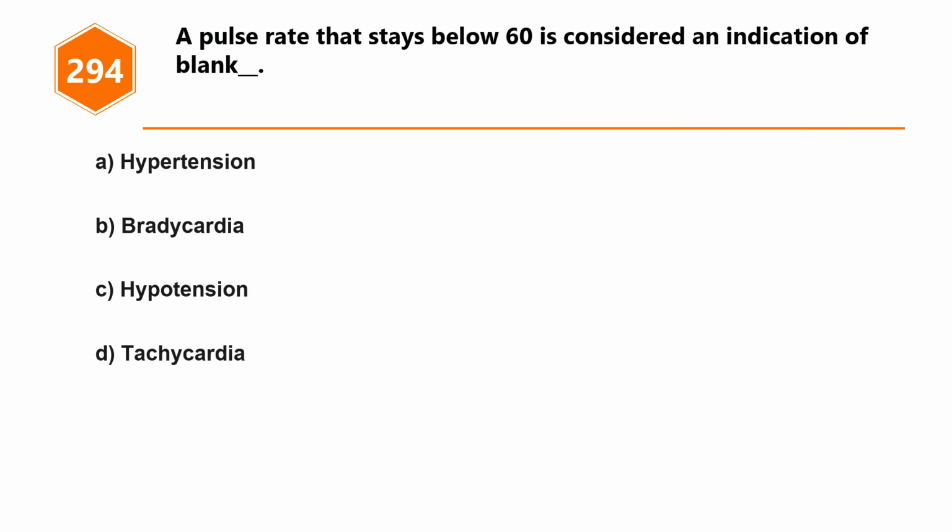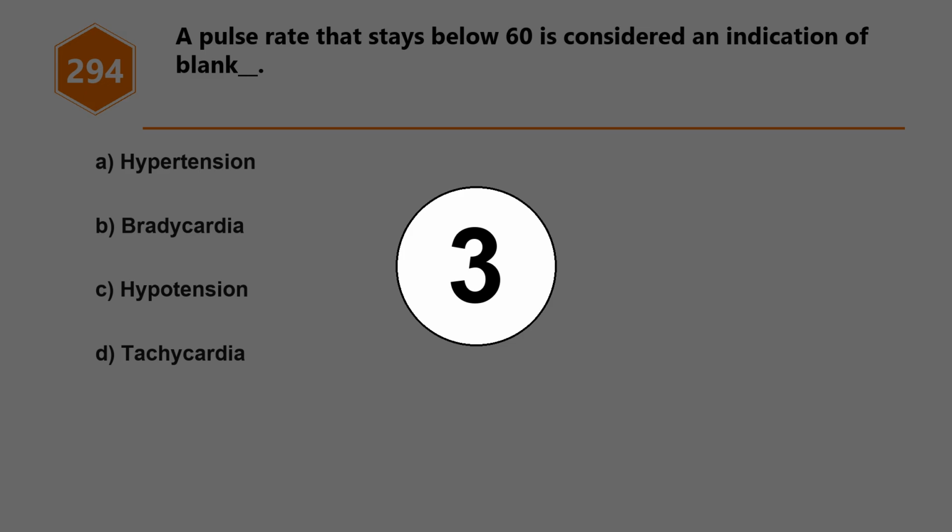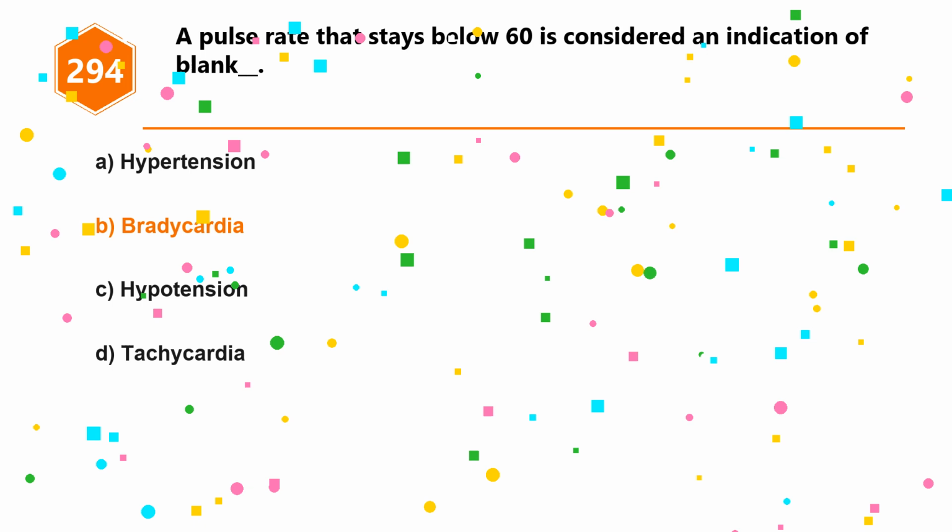Question 294. A pulse rate that stays below 60 is considered an indication of blank. Option A, hypertension. Option B, bradycardia. Option C, hypotension. Option D, tachycardia. The correct answer is option B, bradycardia.